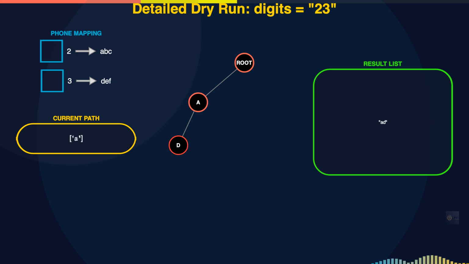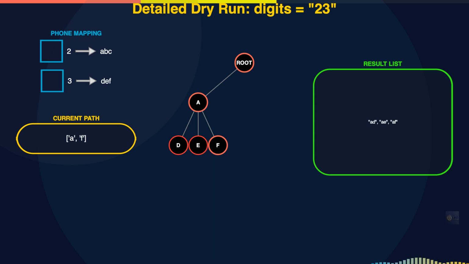Next, we backtrack. We remove D and try the next letter for the second digit, which is E. Our path becomes A, E. We add this to the list. We backtrack again, remove E, and pick F. Our path is now A, F. Add it to the list. Now we have exhausted all letters for the second digit, so we backtrack all the way to the first digit.